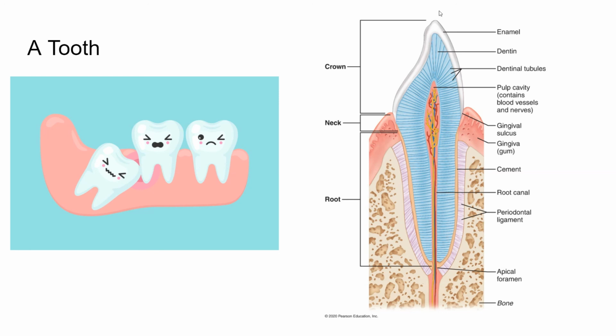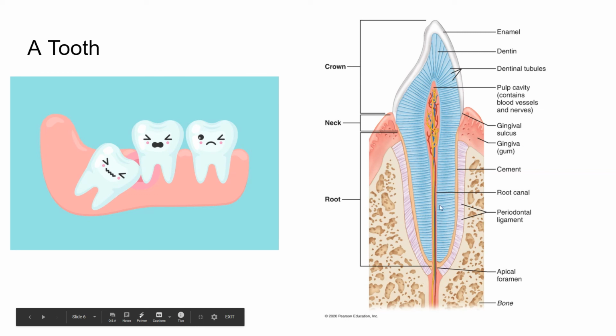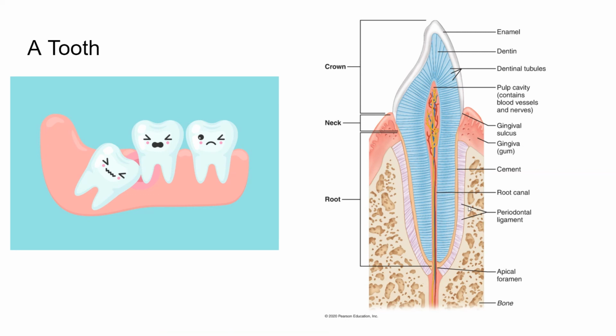Then you have the root of the tooth, which is the bottom portion. It's connected to the crown by the neck. And the root obviously does what it says it does. It roots the tooth into the bone. There is also a periodontal ligament here that attaches that tooth to the bone. Remember, bone to bone connection is a ligament. So here you go as well, same sort of thing. And obviously these can be disrupted and cause you to lose a tooth.